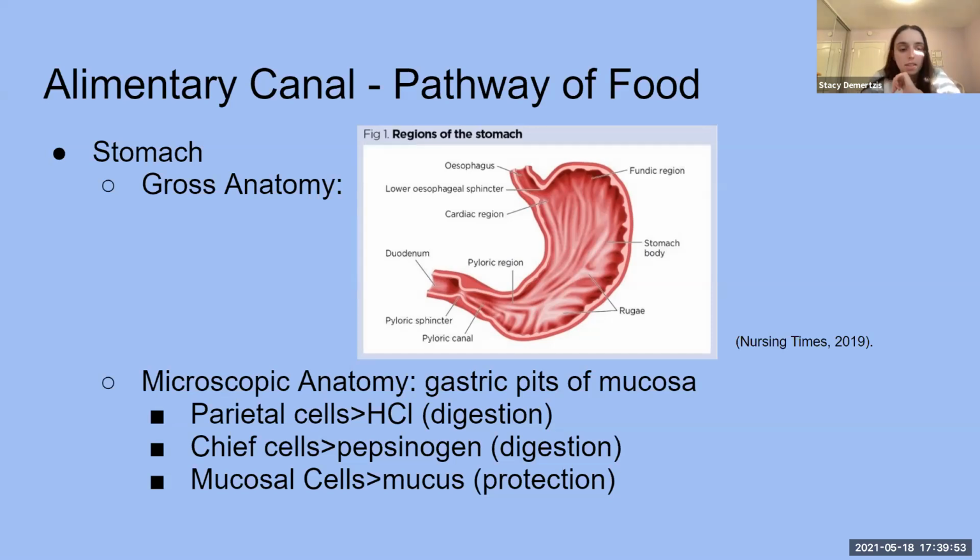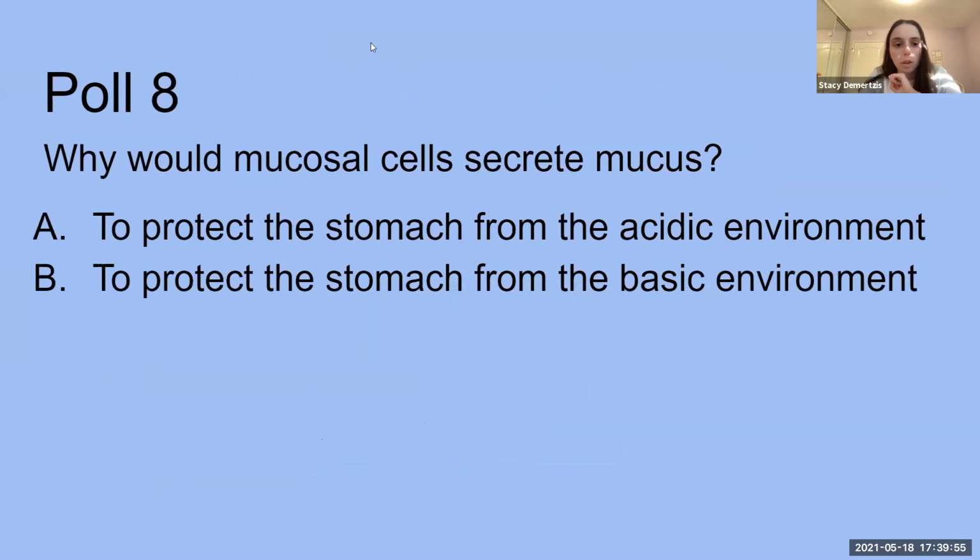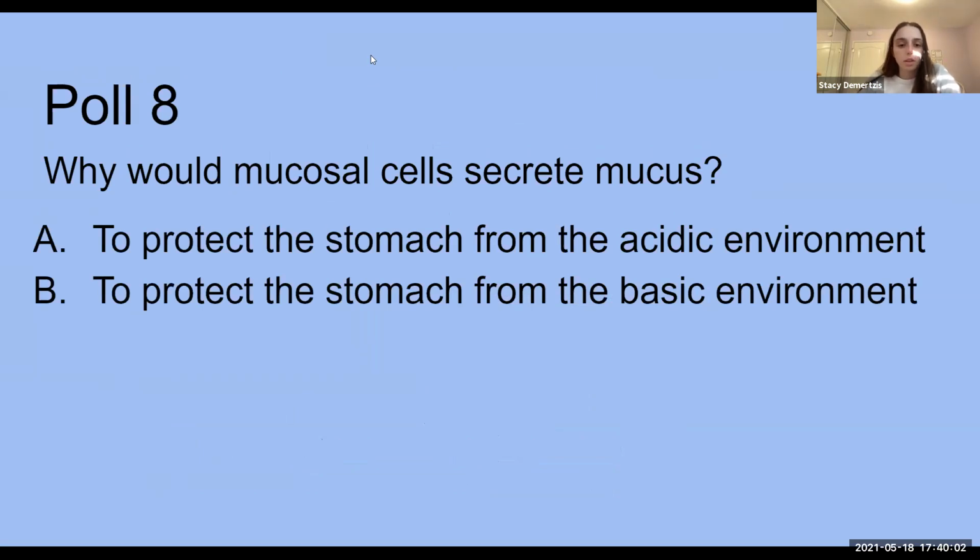No? Okay, we'll go to the next slide. So I have a polling question for all of you, and Armand, I'll have you release it. So what's the point of the mucosal cells secreting mucus? Think about the other cells that are involved in the stomach. Think about what they secrete. Why is mucus being secreted? What's the point?